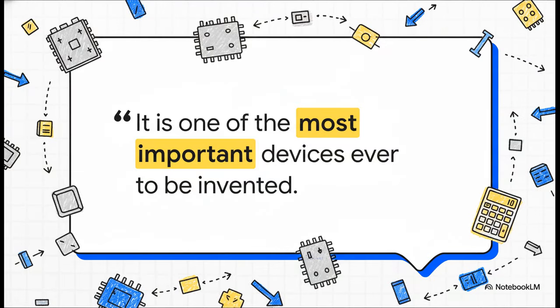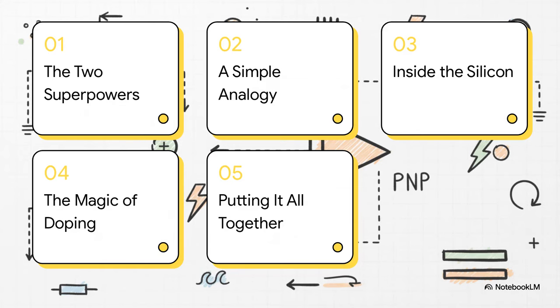It's the microscopic switch, the tiny amplifier that powers everything from your smartwatch to global supercomputers. You know, understanding how this works is like learning the secret language of all modern tech. So, how are we going to break this all down? Simple. First, we'll get to know the transistor's two main superpowers. Then, to make things a little easier to grasp, we'll use a really simple analogy involving water. After that, we're diving deep inside the silicon itself, we'll explore the absolute magic of something called doping, and finally, we'll put all those pieces together to see this thing in action.